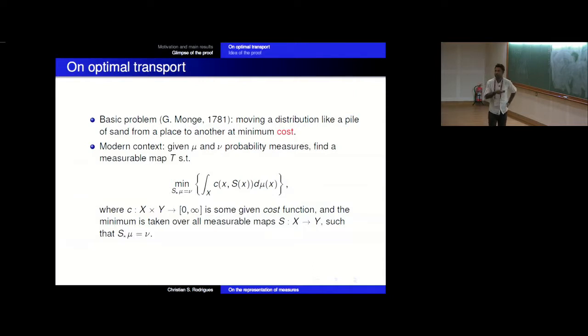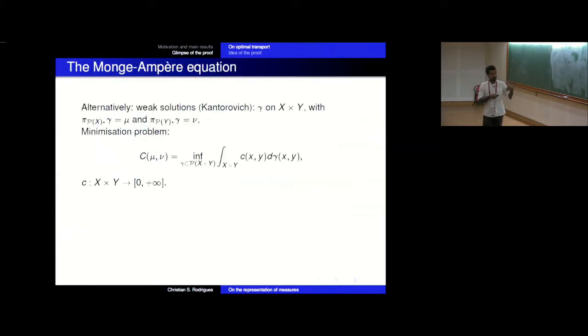There are many applications in several areas, geometry and so on, but it's actually not always possible to solve such problems. For example, if one measure is absolutely continuous with respect to the volume of the space and the other one is not, then the problem is already not well defined. So the alternative to deal with this is the following. You can look at some weak formulation of this problem, and this is due to Kantorovich.